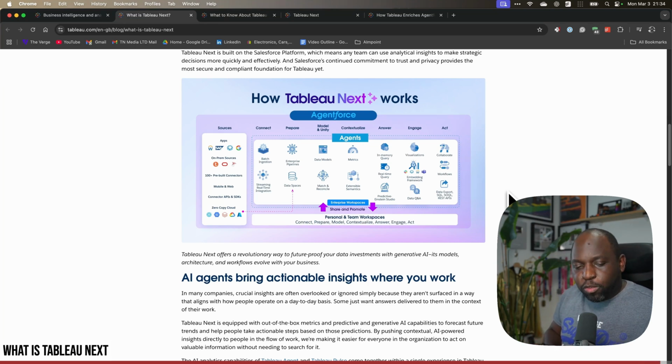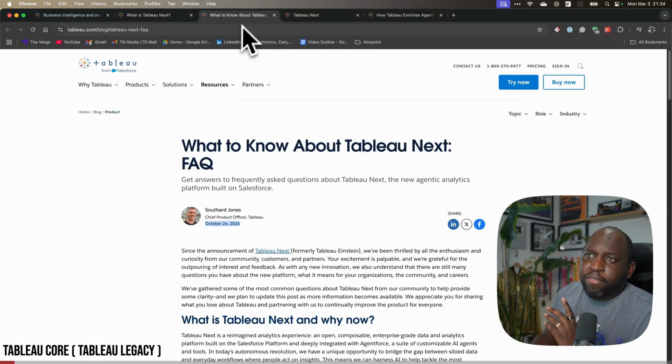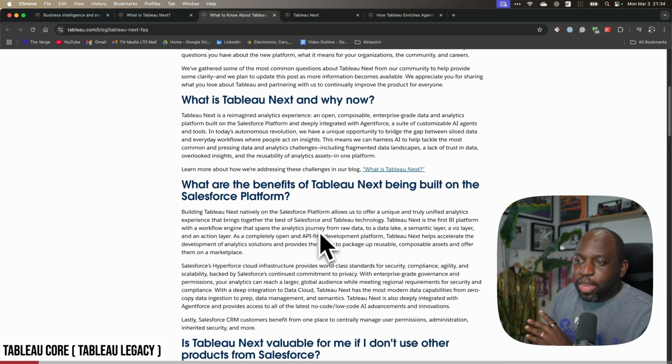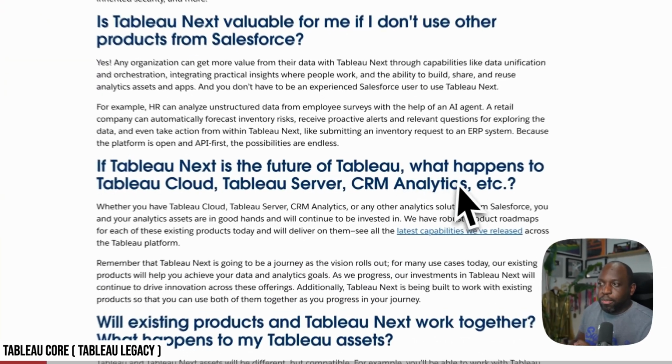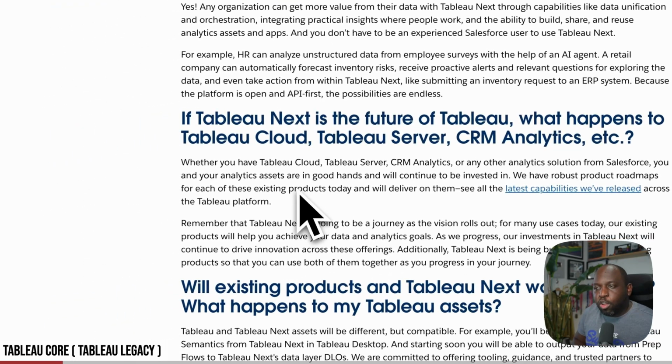Now, you might also wonder what's happening to the Tableau that I use and love. And actually, they answer that question here inside of the blog post. So if I go to this FAQ post from back in 24, which is a bit disconnected, they do actually cover off that question. So they do talk about Tableau Cloud, Tableau Service, CRM Analytics, and essentially those are not going anywhere. The best way to think of those is to think of those as Tableau Core.